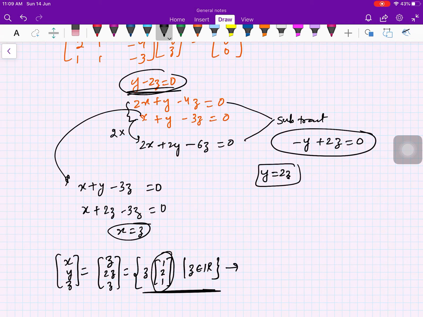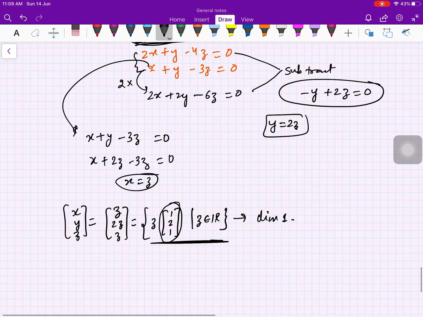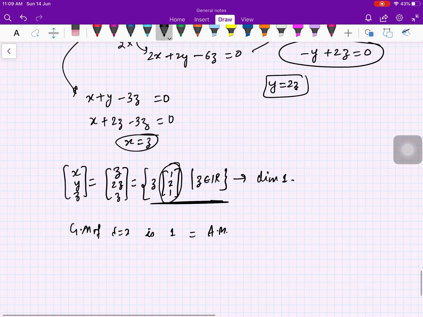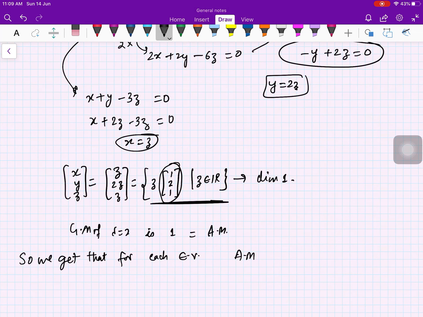And what is the dimension? It is generated by a single element, and that single element being non-zero is linearly independent. So its dimension is 1. Therefore, the geometric multiplicity of lambda equal to 2 is 1, which is equal to its algebraic multiplicity. So we get that for each eigenvalue, algebraic multiplicity is equal to geometric multiplicity. Therefore, T is diagonalizable.